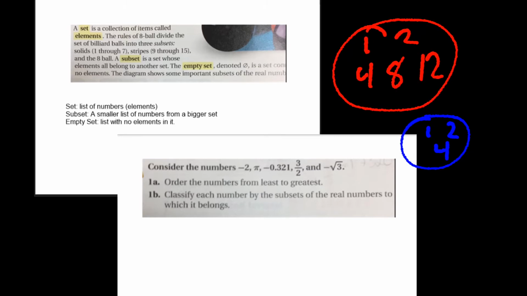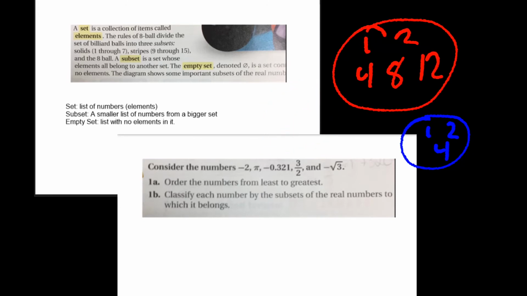Okay? And then the last piece we have over here is something called an empty set. That's basically like a circle with nothing on the inside. It is also denoted as this symbol. That is the empty set. There are no elements and no numbers inside the empty set.